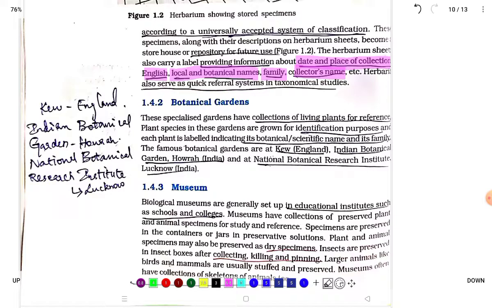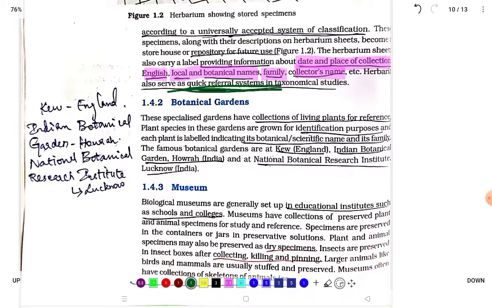So herbarium preserves only the plant specimens and it is arranged in a universally accepted system of classification, and it provides information like date and place of collection, English, local and botanical names, family name as well as the collector's name, and it is said to be the quick referral system in taxonomical studies.